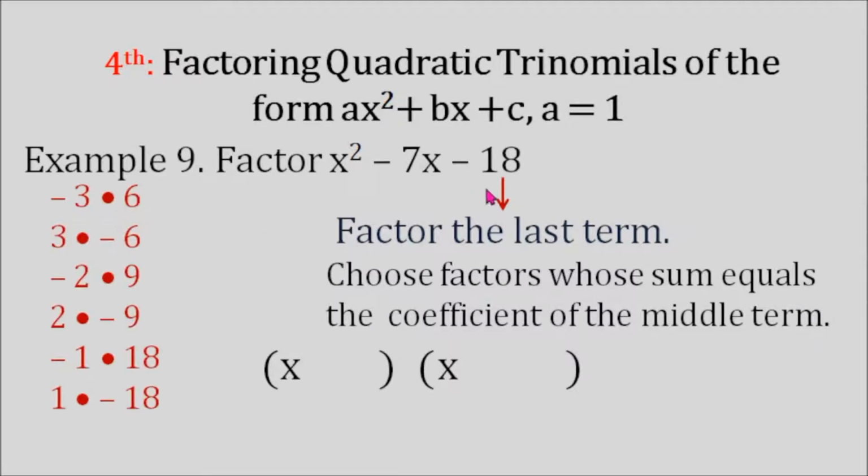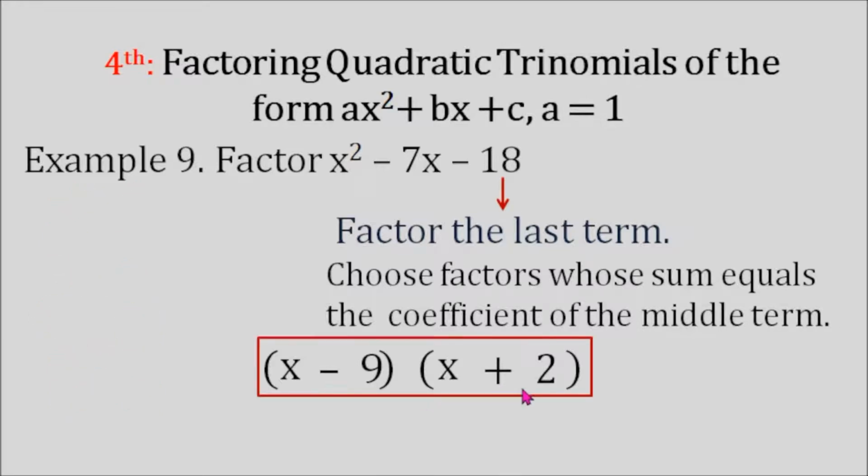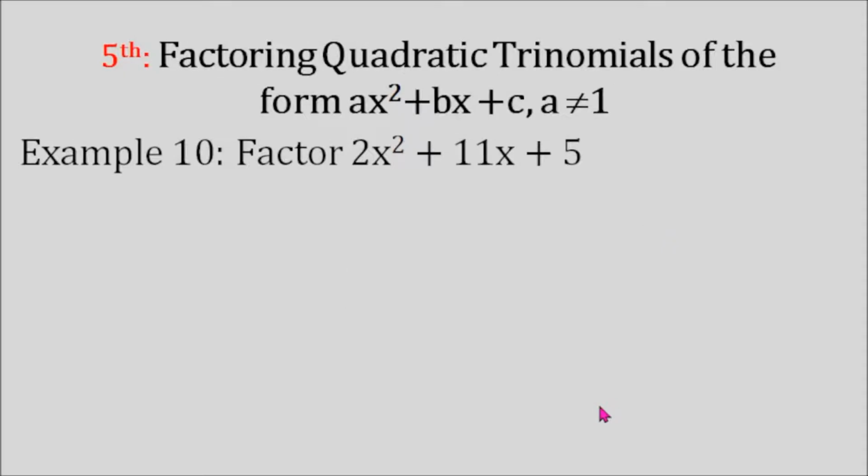But we are going to choose factors whose sum equals the coefficient of the middle term. And these are the factors of negative 18. Among these factors, which pair gives us the sum of negative 7? It's 2 and negative 9. So we write minus 9 and plus 2. So this is our answer, the quantity x minus 9 times the quantity x plus 2.